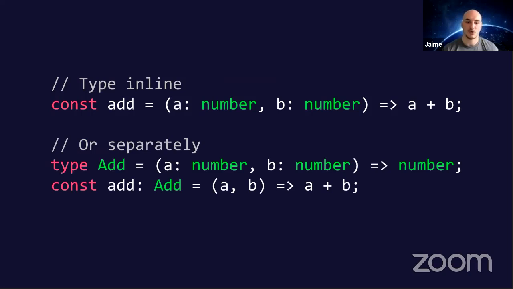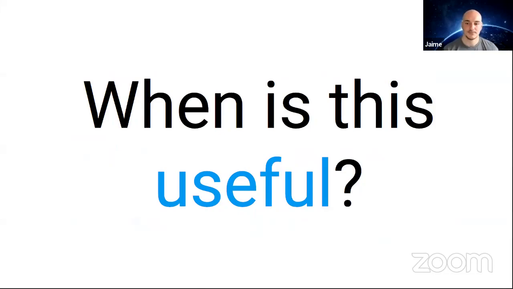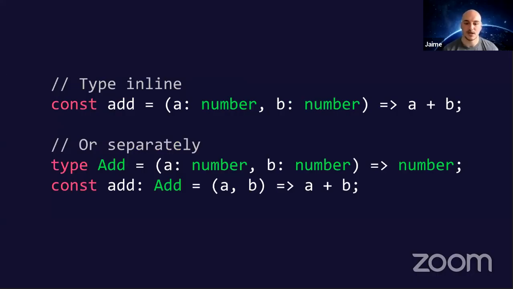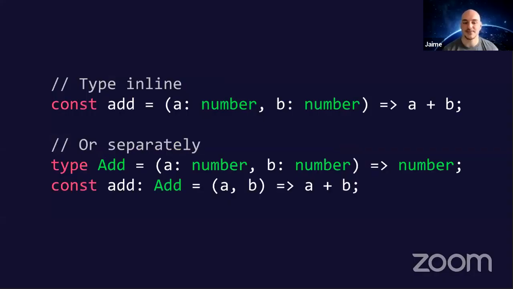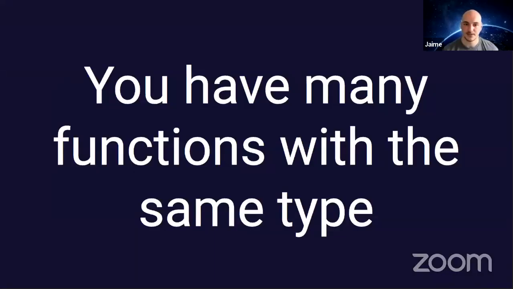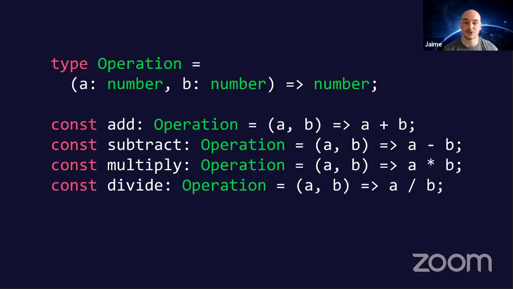You can type it inline, or you can type it separately. And this is very interesting. I will explain why. When is it useful to type the function separately instead of inline? It's helpful when you have many functions with the same type. In this case, we have an operation between two numbers, and we declare the type and reuse it in a bunch of things. This is good because it saves you typing, and it's also good because it creates a contract that has to be fulfilled by all these different functions.